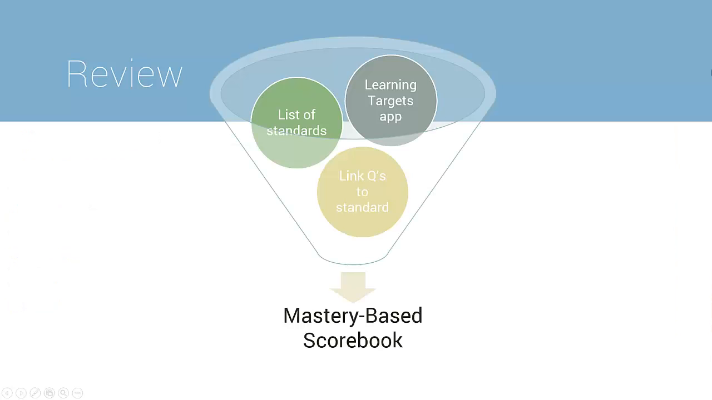So just to review, I first made sure that I had the Learning Targets app enabled in the App Center. Then I went to the course class editor and pressed the Learning Targets button to customize my list of learning targets. And then finally, when I was creating my assessments, I made sure to link either the entire assessment or each individual question to one of the standards or learning targets that I had authored. All of these elements come together to bring a mastery-based scorebook that my students were able to access to direct their learning.